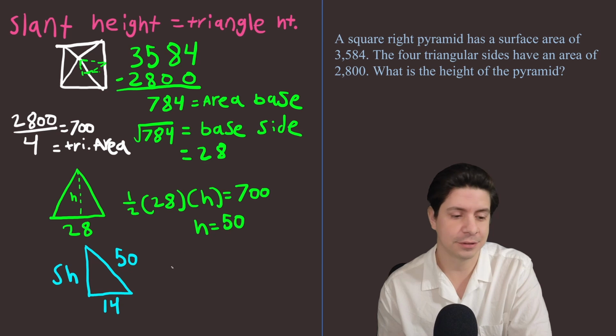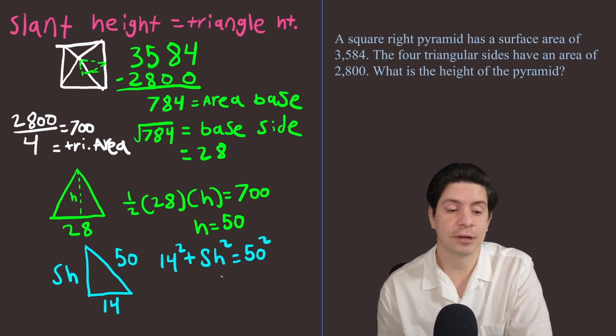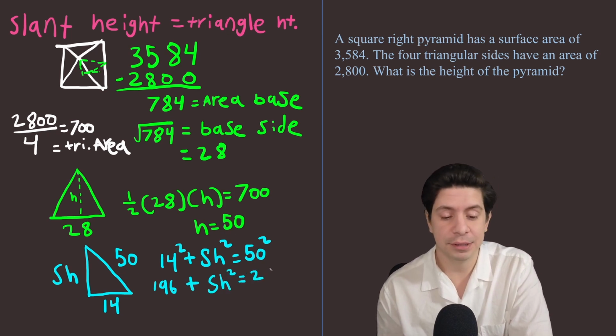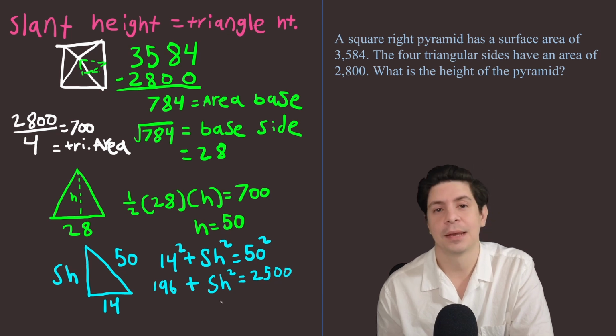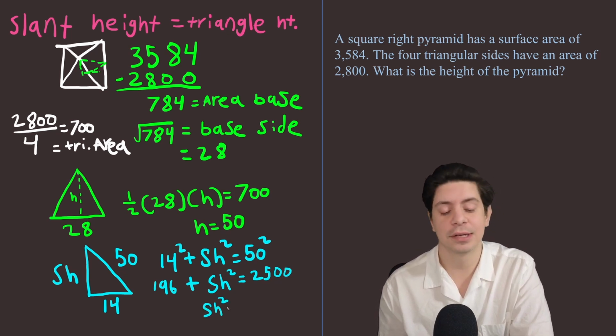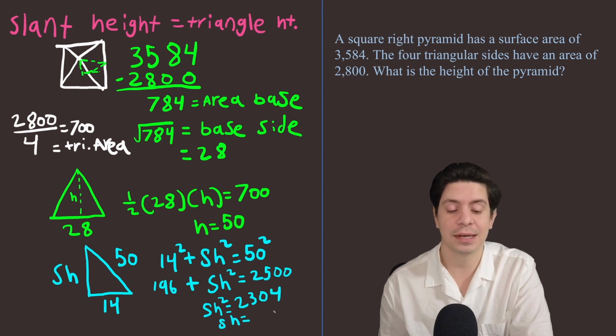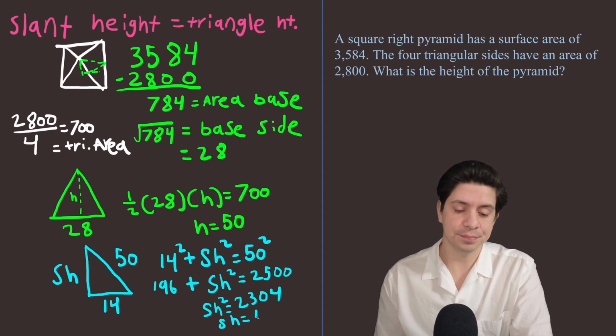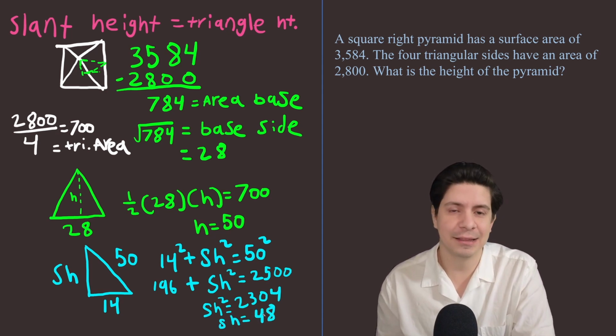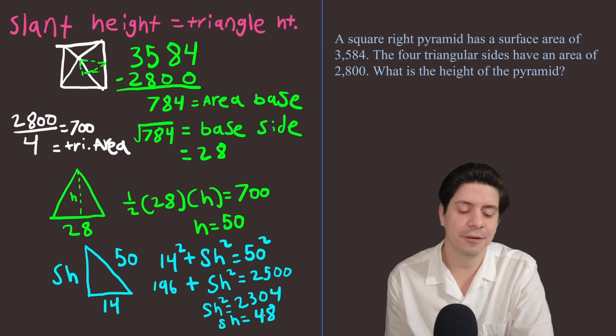That's the final answer. So we're going to do 14 squared plus height equals, I did SH just to make it different from the height. 196 plus SH squared is going to be 2500. And we're going to subtract 196 and we're going to get SH squared equals 2304. Square root that and we get SH equals 48. So that is the height of the pyramid. One of the hardest, most involved questions out there.